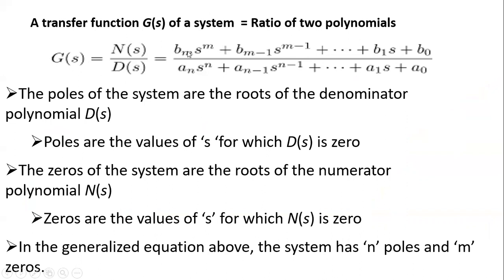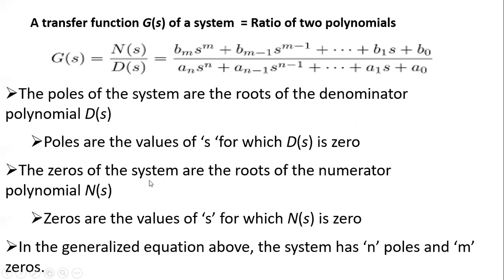The numerator polynomial is b_m s^m + b_(m-1) s^(m-1) + and so on + b_1 s + b_0, divided by a_n s^n + a_(n-1) s^(n-1) + and so on + a_1 s + a_0. The poles of the system are the roots of the denominator polynomial D(s), that is, the values of s for which D(s) is equal to 0. If this polynomial is equated to 0, the values of s are the poles.